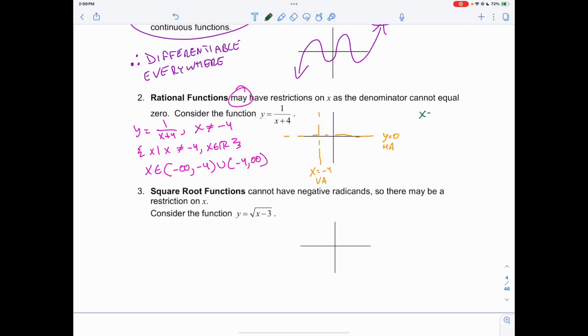This one is not going to have an x-intercept because of that horizontal asymptote. It is going to have a y-intercept at y is equal to 1 over 4 when we make x 0. And then it's going to look something like this.